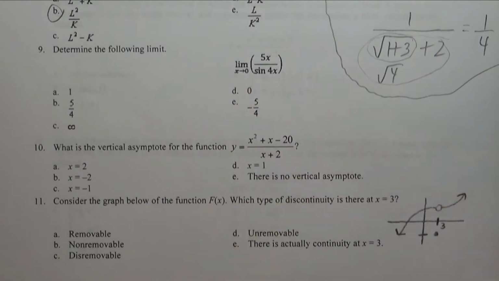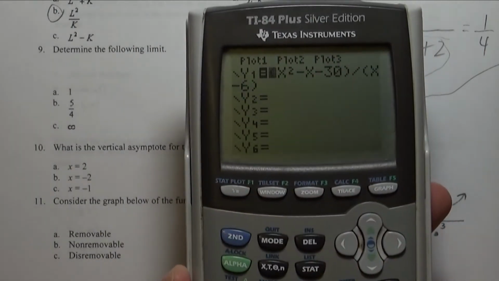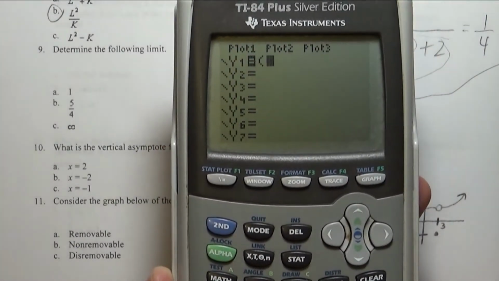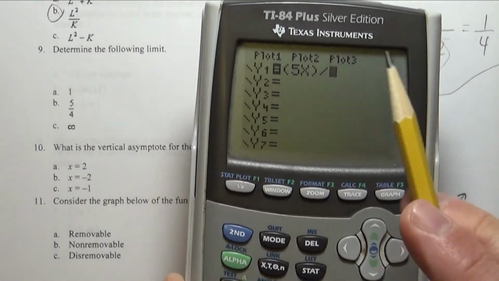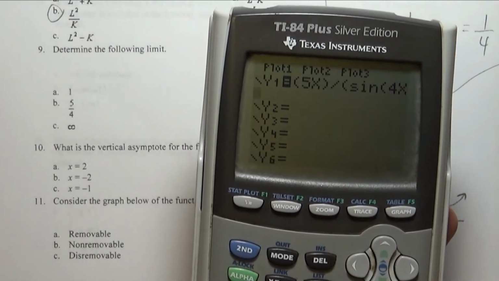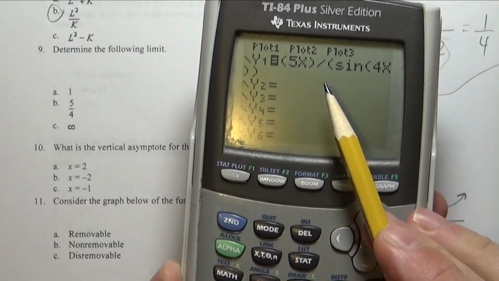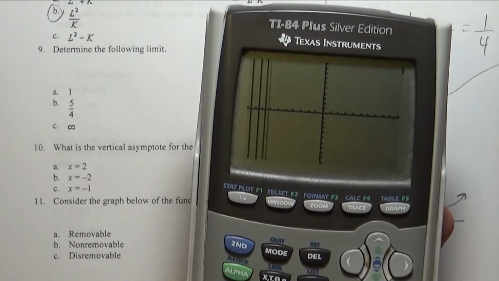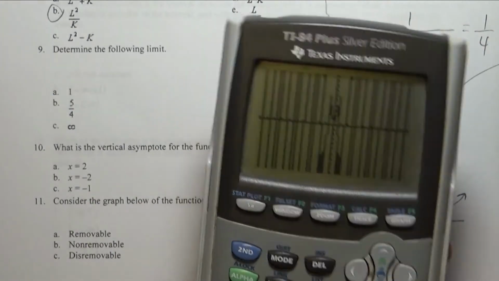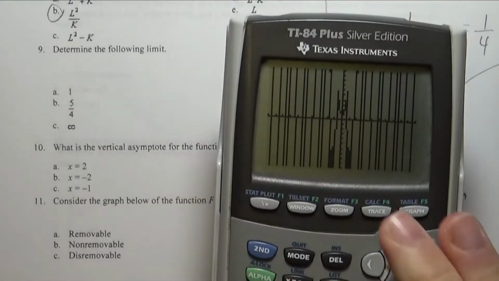All right, for this one, let's use the calculator. My input gets really close to 0. Sine 5x on top, sine 4x on bottom. Parentheses, parentheses, parentheses. Very important. And there it is. It looks obnoxious. That's okay, because we're only getting really close to 0. So hit the trace button.